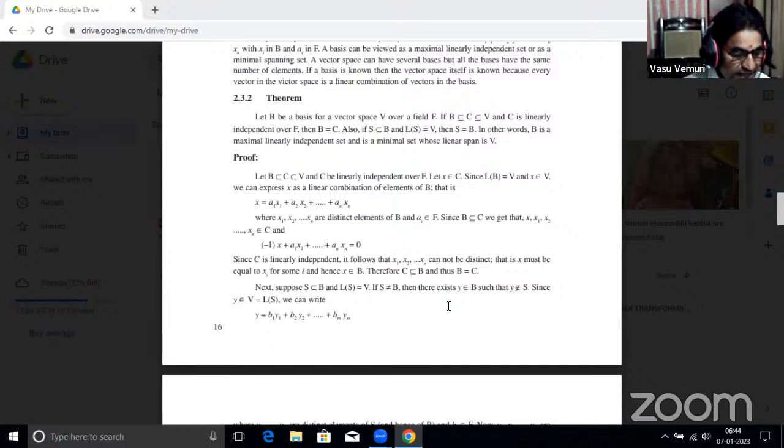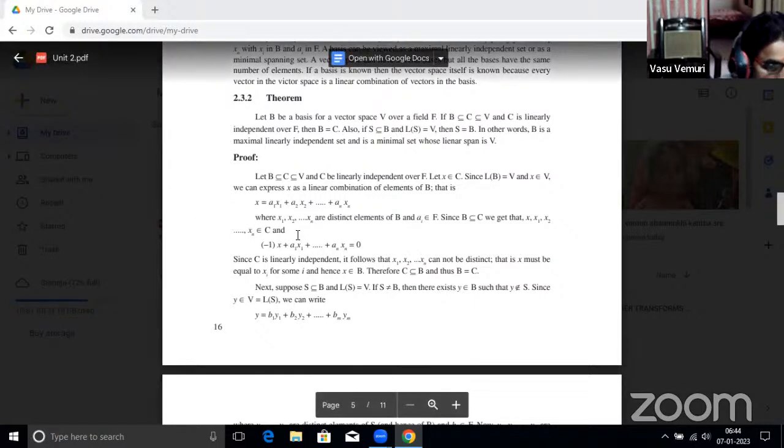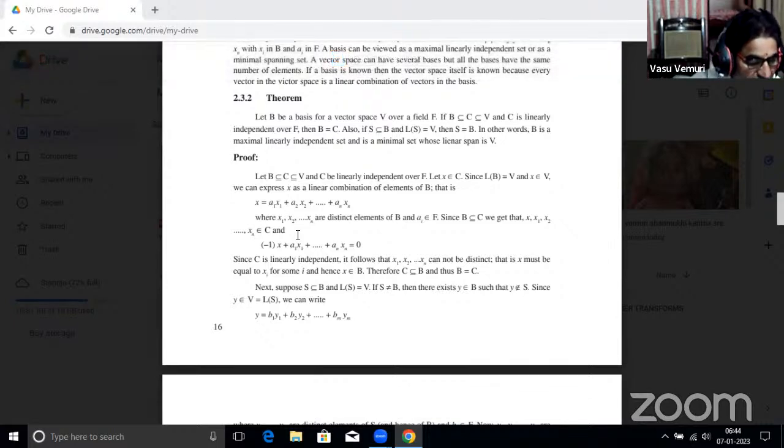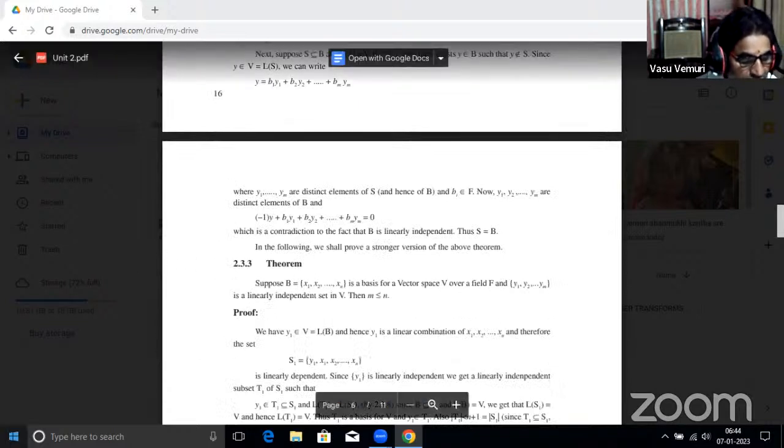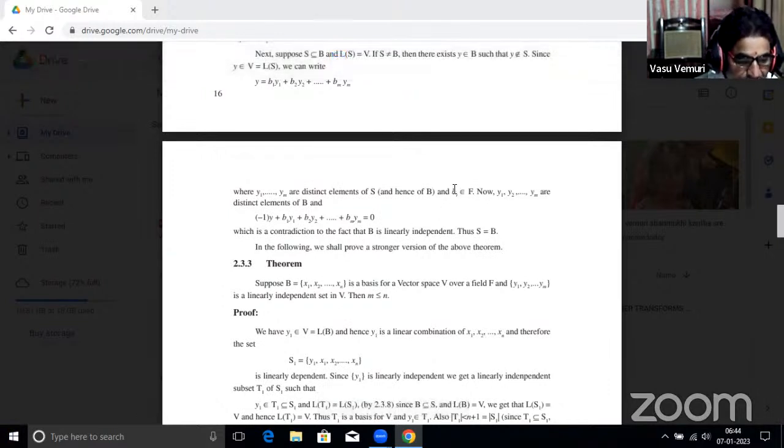Suppose S is not equal to B. Then we assume there is another element y belonging to B such that y is not in S. Since y also belongs to B, y must be in the linear span. Now we can write y equals b1 y1 plus b2 y2 and so on up to bm ym. All the y_i are distinct elements of the set, and all the b_i values are field elements, that is, scalars.